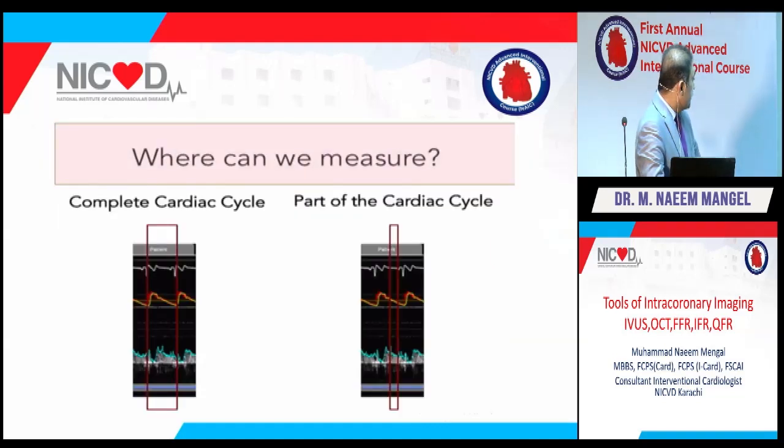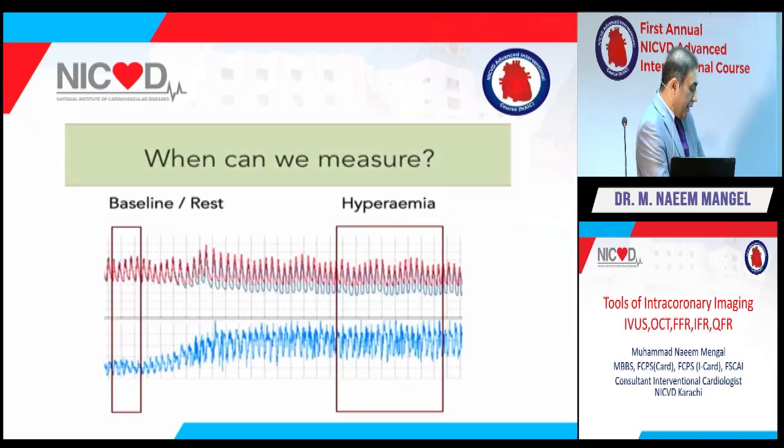If we are measuring these pressures in the whole cardiac cycle, that will be the FFR. If we are measuring it only in one part of the cardiac cycle, in the diastolic phase, when there are no waves, then this becomes iFR. In the same way, we are either measuring these pressures at baseline, or we are creating some hyperemia and then measuring the pressures. So this is the protocol for the iFR. When we create hyperemia, this is the protocol for the FFR.